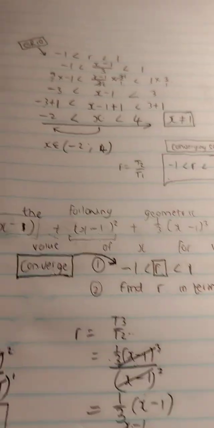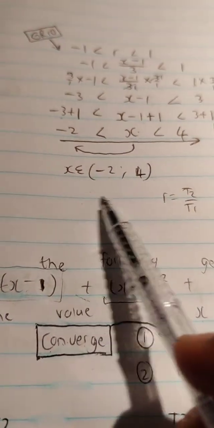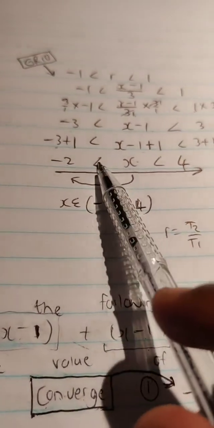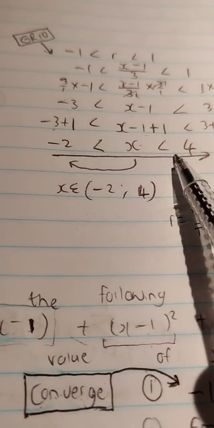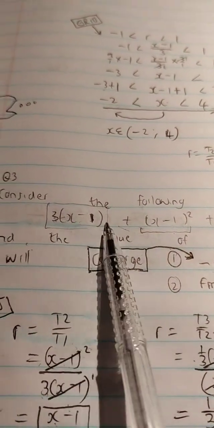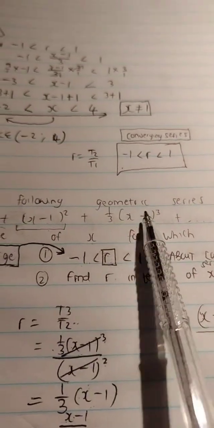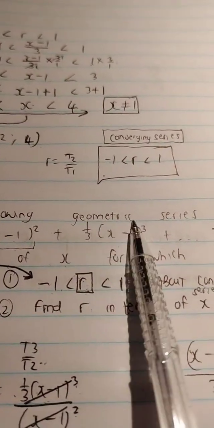Yes, that's why if there was an equal sign, then we would use your square brackets. But because there's no equal sign, we use open or round brackets. So as I was saying, in the question here, the first term is in terms of x, the second term is in terms of x, the third term is in terms of x. It is a geometric series indeed.